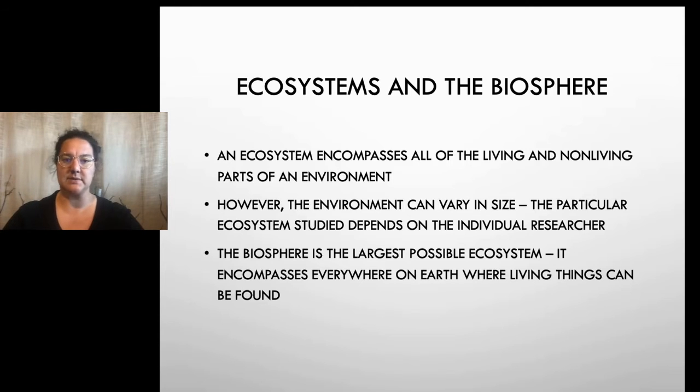An ecosystem encompasses all of the living and non-living parts of an environment. So, all the species, plants, animals, bacteria, fungi, microbes that live somewhere, and all the non-living parts: the rocks, the water, the air, and the minerals. However, an environment can vary in size. We might have a really small pond, or we might have Jasper National Park, or we might have the boreal forest in northern Canada.